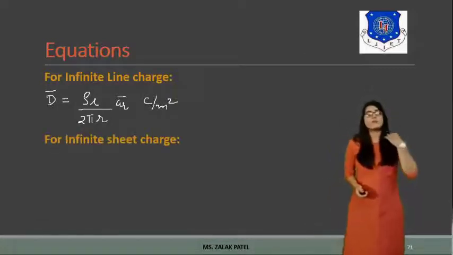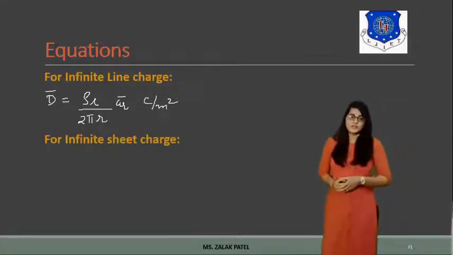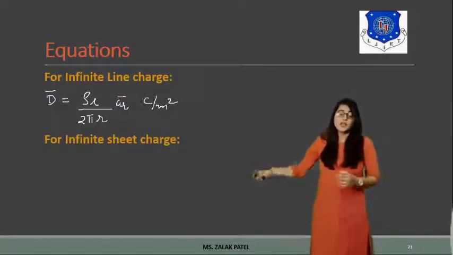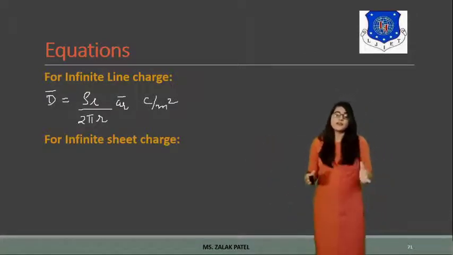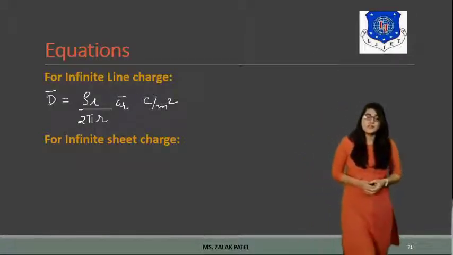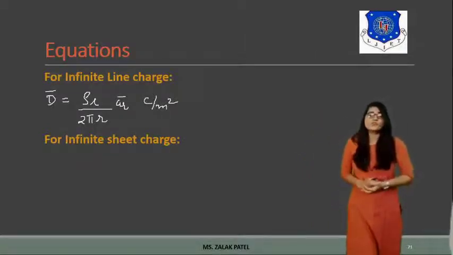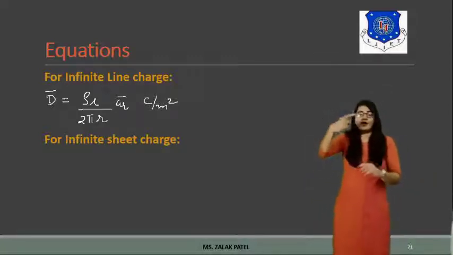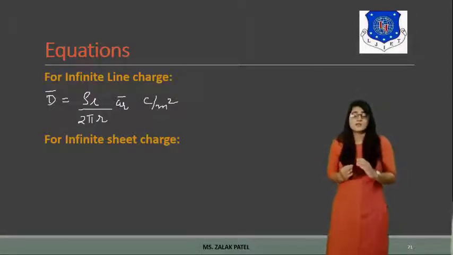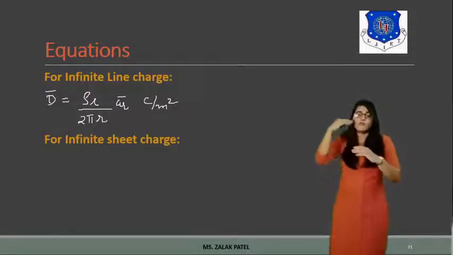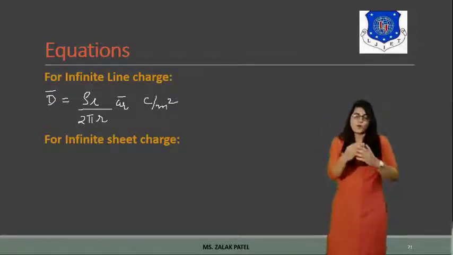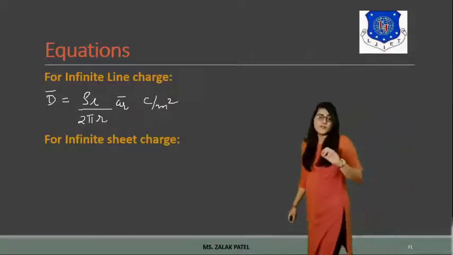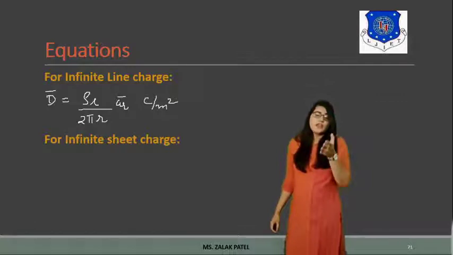Now for the third type of configuration, means for infinite sheet charge, or you can say infinite surface charge. We already discussed the infinite sheet charge electric field intensity E bar equal to rho S upon 2 epsilon 0 AN bar, because here AN bar depends on the point and plane configuration that we already discussed in the last lecture: if the point is above the plane, then direction is positive; if the point is below the plane, then direction is negative.